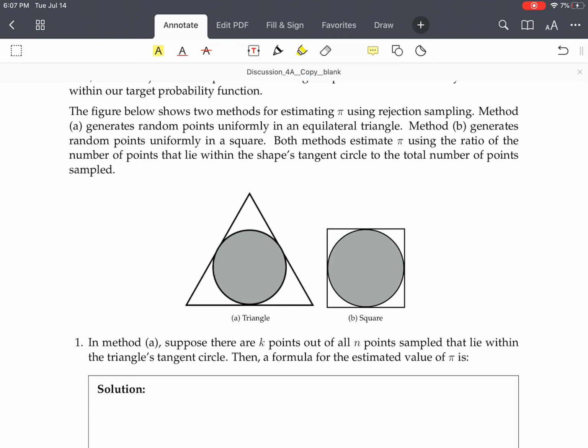So what we're going to do in this problem is use rejection sampling to estimate pi, right? Method A generates random points uniformly in an equilateral triangle. So that's this triangle right here. And method B does the same thing, but uniformly in the square. Both of them estimate pi using the ratio of the number of points within the circle to the number of points total. Okay, so let's do this.